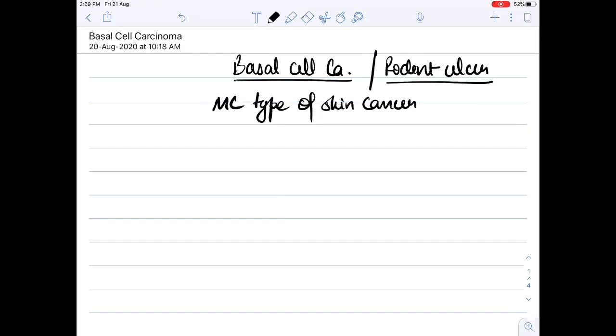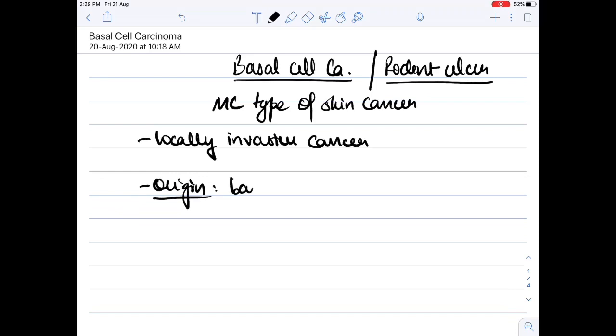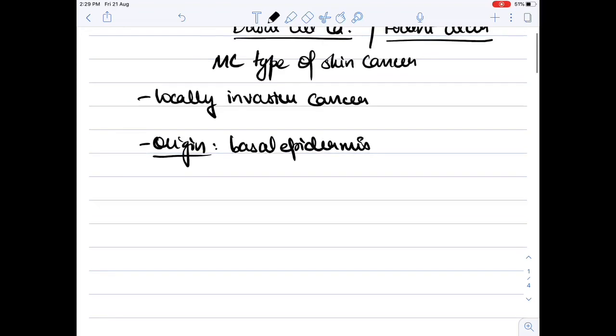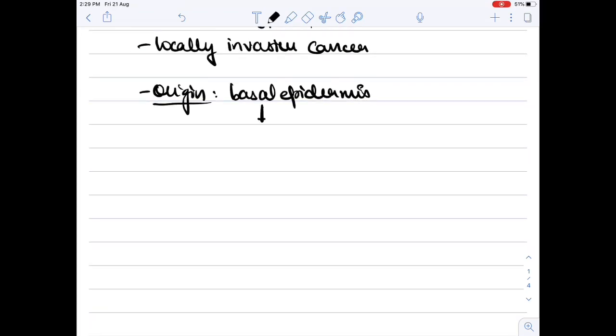Important points include it is a locally invasive cancer, rarely shows metastasis, almost nil metastasis, and its origin is that it arises from basal epidermis. And since these cells are also present near the hair follicles, therefore it can also arise from hair follicles. Therefore, another answer for the origin could be pilosebaceous units.